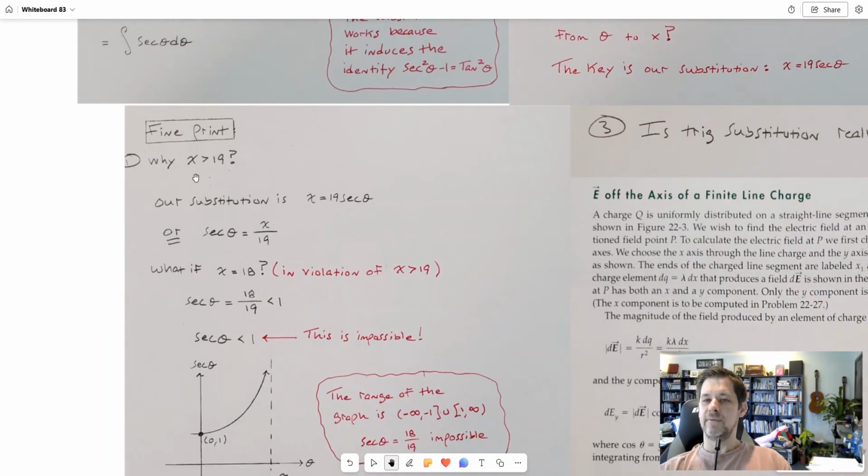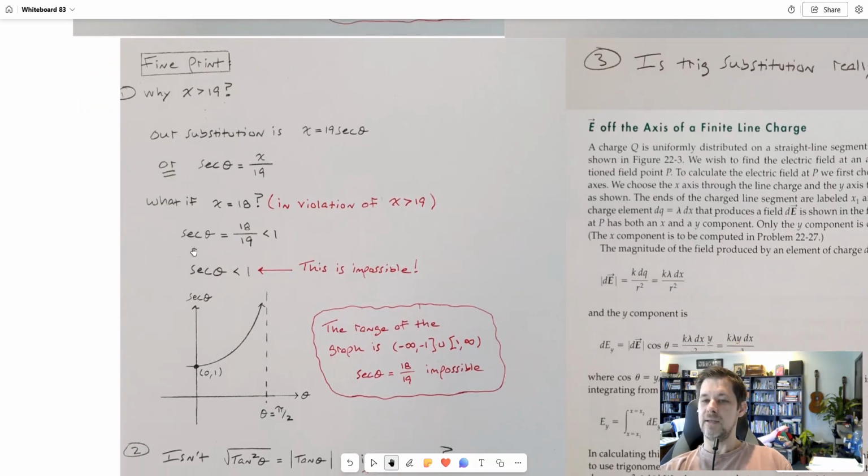So if x is more than 19, it works with our substitution that x is 19 secant theta. So secant theta is x over 19. As a consequence, if you violate this, like if you said, well, I'm going to let x be 18, I'm not going to have my x be restricted to be more than 19. What if I put 18 in? Then this would say secant theta is 18 over 19. 18 over 19 is less than 1. And secant of an angle being less than 1 is impossible. It just can't happen. Okay?